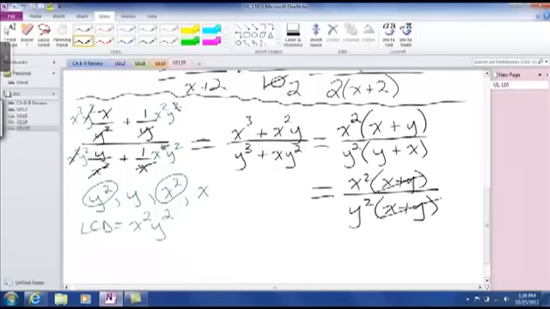They cancel each other out. Remember, all I did is I took this y plus x and switched the order around and wrote it as x plus y, just to emphasize that they're the same. So ultimately, this is all equal to x squared over y squared. Ta-da! All right. There you have it.